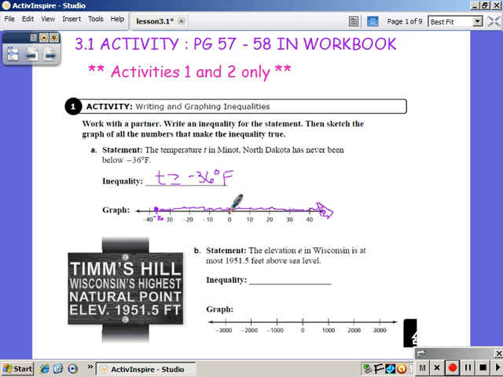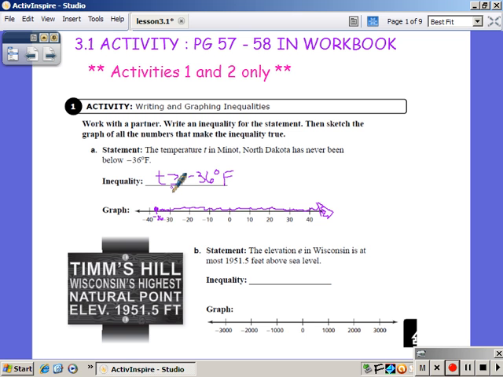0 degrees. 0 is greater than or equal to negative 36. 30 is greater than or equal to negative 36. Negative 20, also greater than or equal to negative 36. So again, any of the numbers covered within that shaded region are solutions. They work in the given inequality.